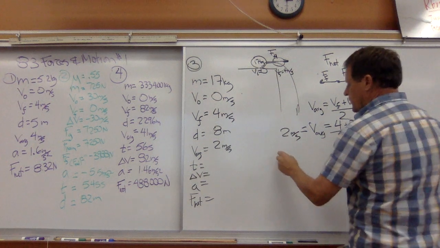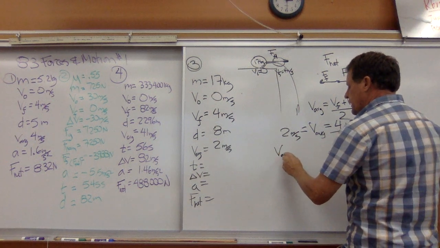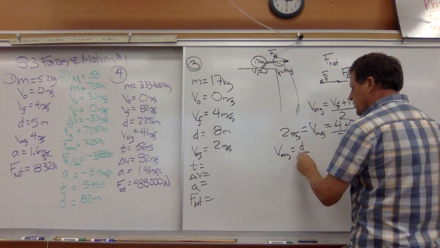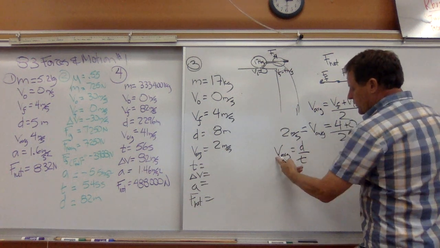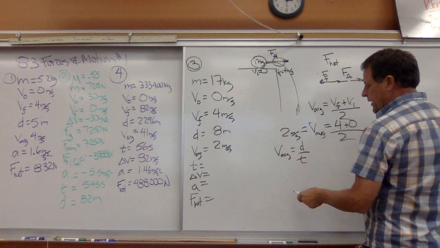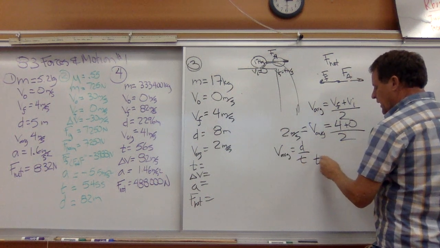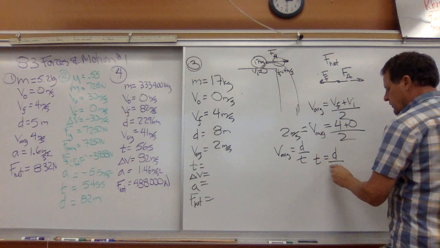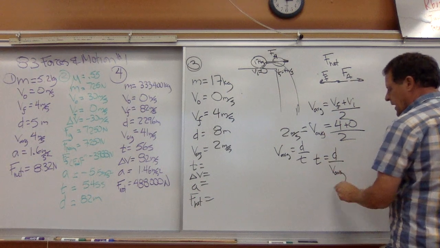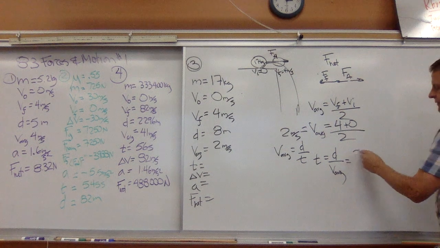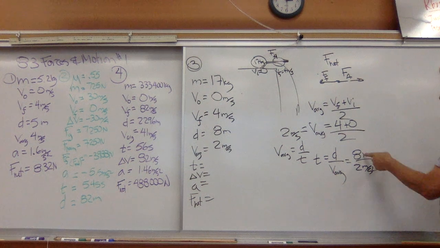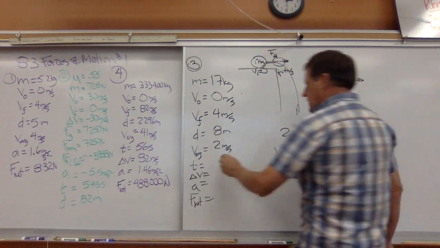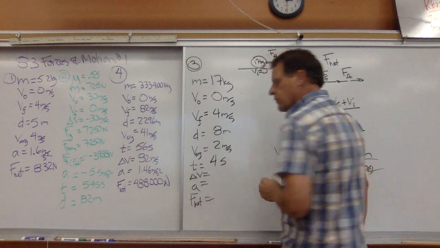We're also going to say the average velocity is equal to distance divided by time. But we're going to flip these two because we want to get time all by itself. So time is going to equal displacement divided by average velocity. We're going to have 8 meters divided by 2 meters per second, and we can do the math there. 8 divided by 2 is 4 seconds.